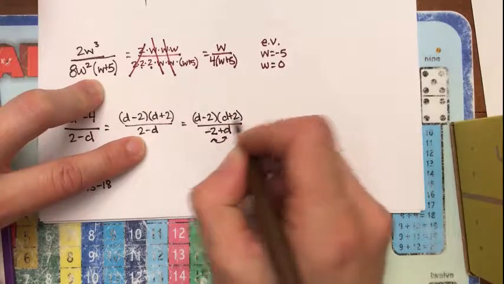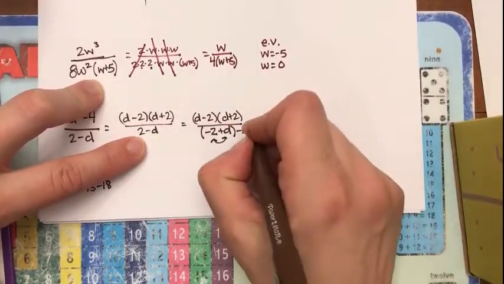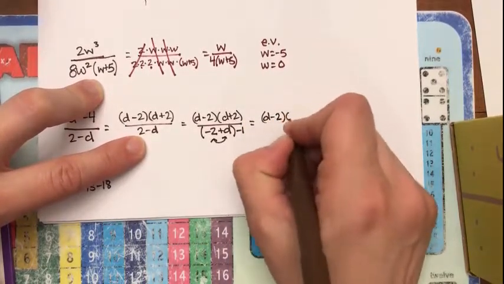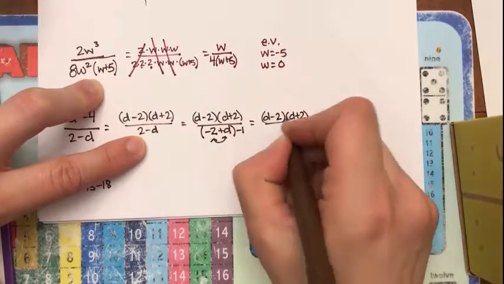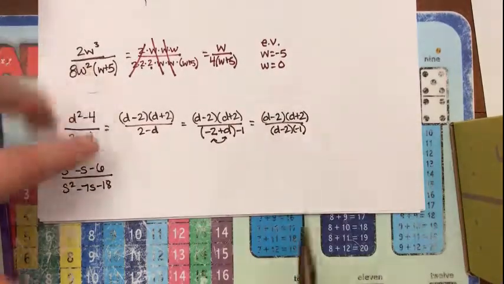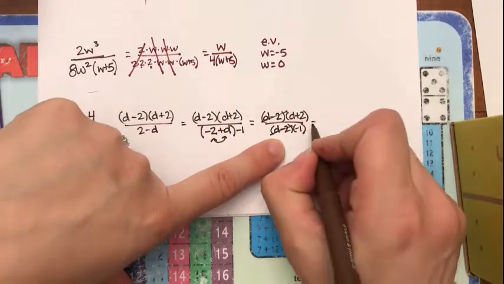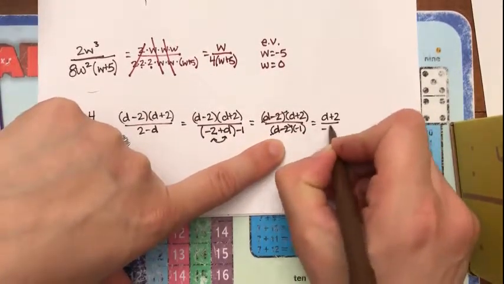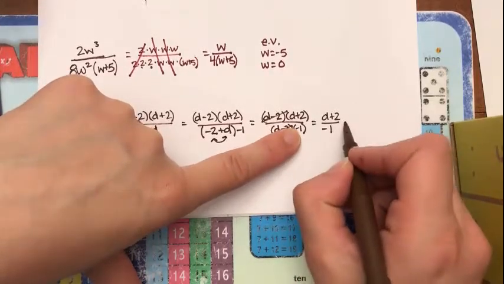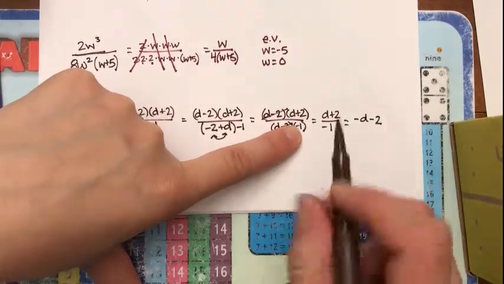Then I can switch the order. Oops, and I factored out a negative 1. So then what I can do is write this as d minus 2 times d plus 2 over d minus 2 times negative 1. And then I see that I have the d minus 2's cancel out. I end up with d plus 2 divided by negative 1. And then to deal with that negative 1 in the denominator, my signs will change again. Negative d minus 2 is what my final answer will be.